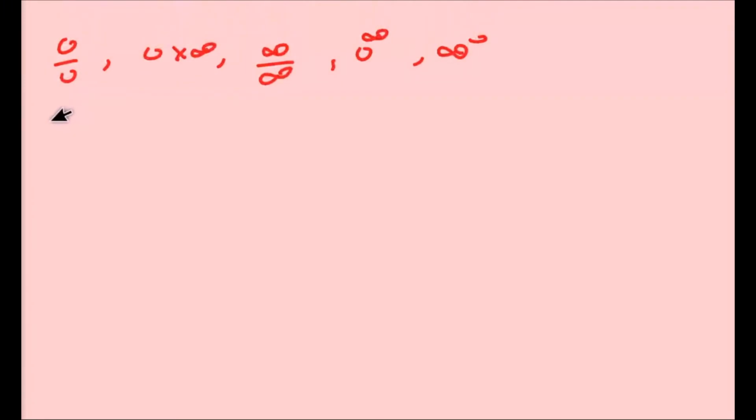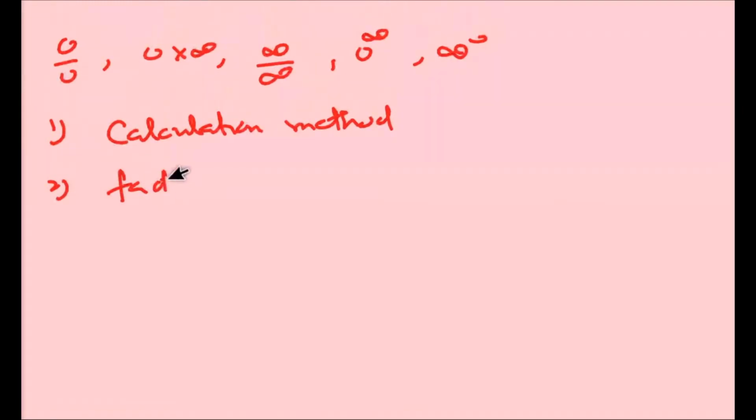So the first method is the definition, the calculation method, as already explained in the previous video, so I will not do this method. Second is the factor method. In this factor method we always use a common factor to cancel out from numerator and denominator, as we have done in the previous example. And to cancel out the factors we use many formulas. Okay, so now come to some questions and some formulas.